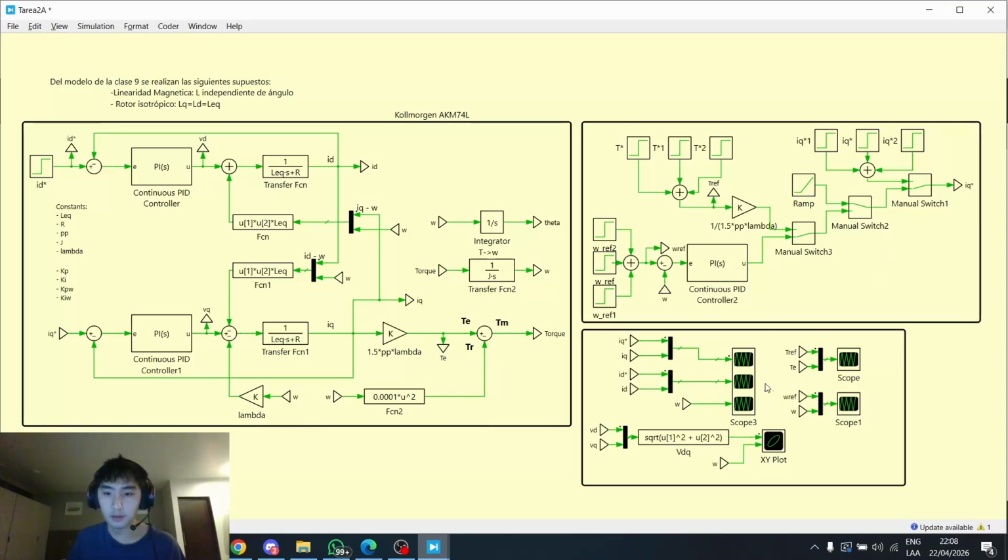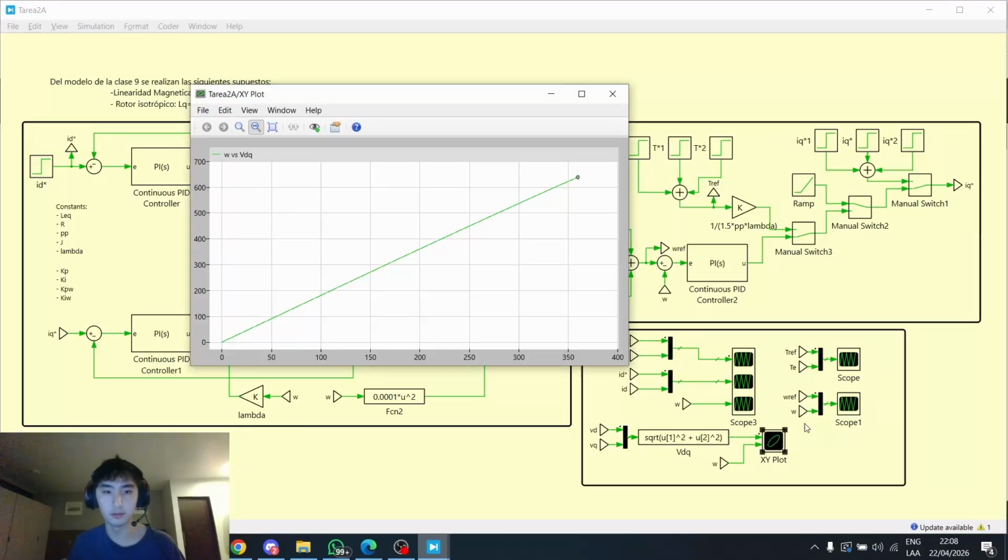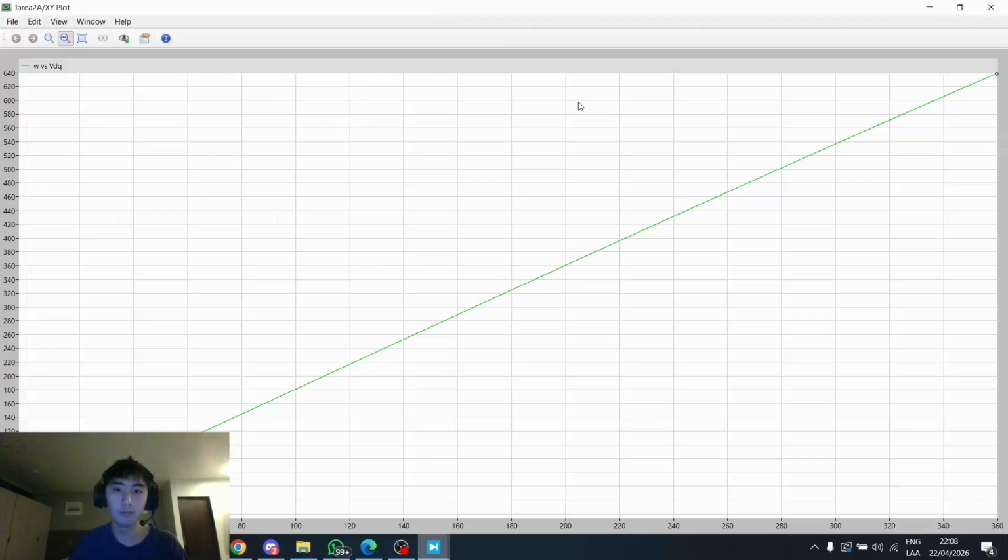Now in regards to the graph of speed versus applied voltage, we are going to calculate the applied voltage over here as the magnitude of VD and VQ, which are the outputs of each PI controller. And the graph is this one. As you can see, our motor does present an almost completely linear behavior between the speed and the total voltage applied.